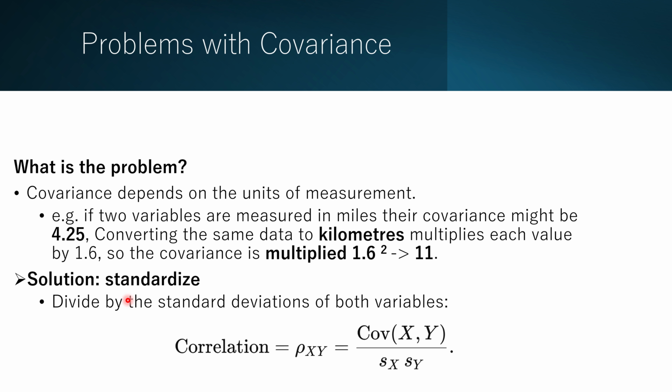We standardize by dividing covariance by the standard deviations of x and y. That gives the correlation coefficient. Correlation is covariance divided by the standard deviations of x and y. Its range is from minus 1 to plus 1, so we can compare the strength of the relationship.